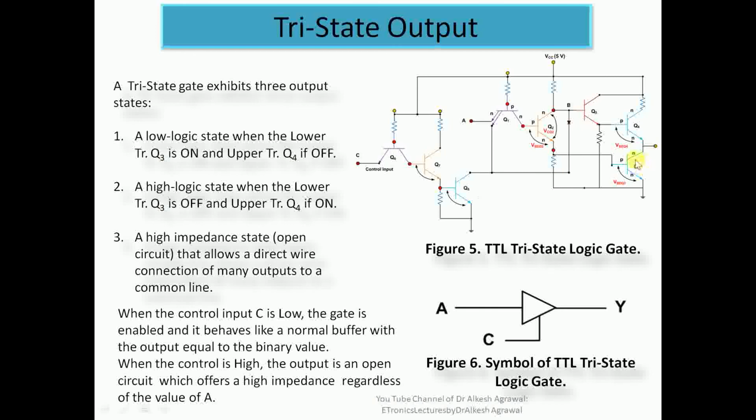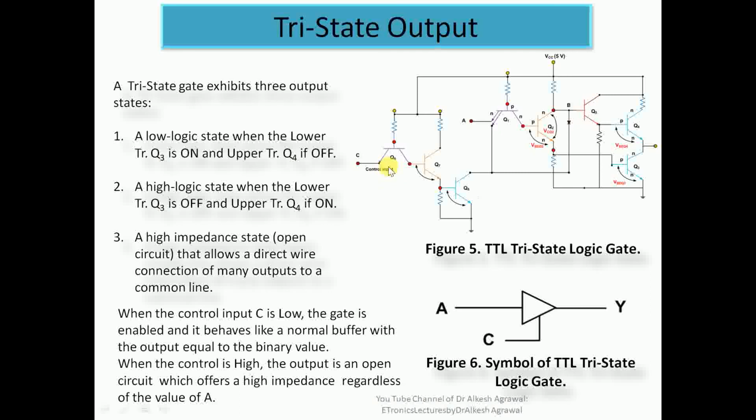A high state where Q3 is off but Q4 is on, and in another case is when Q3 and Q4 both are in cutoff mode. That is called a high impedance state, so that there is no flow of data. Okay, so all these conditions are being controlled by this control input.